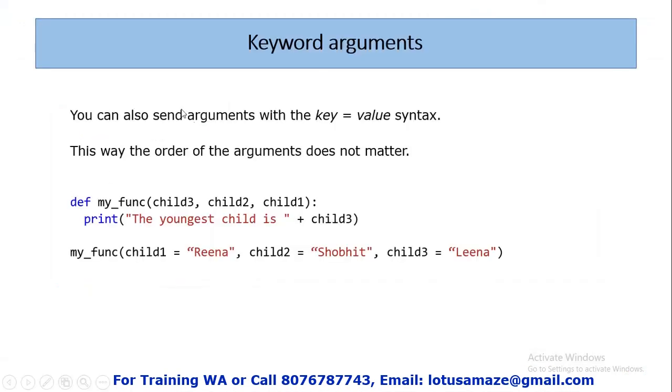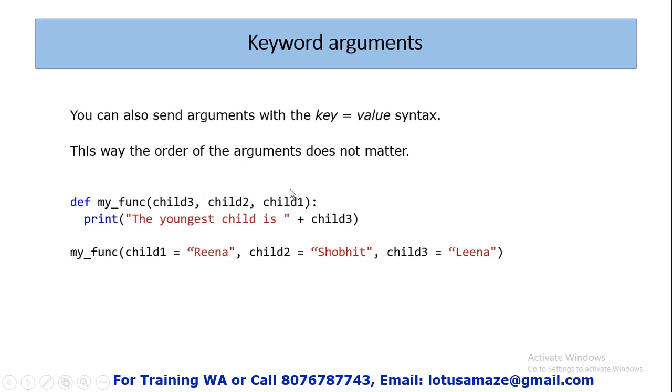This way. Next is keyword arguments. Keyword arguments means we use arguments with key equal value. In that case, order is not important. Order of arguments does not matter. For example, if in this function def my function child3 child2 child1 is written here, order is not important. Otherwise we have to write child3 as the first parameter, child2 as the second, child1 as the third.